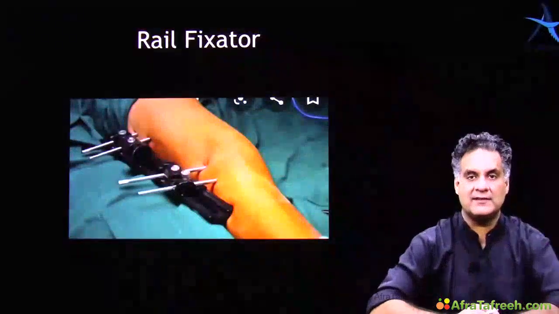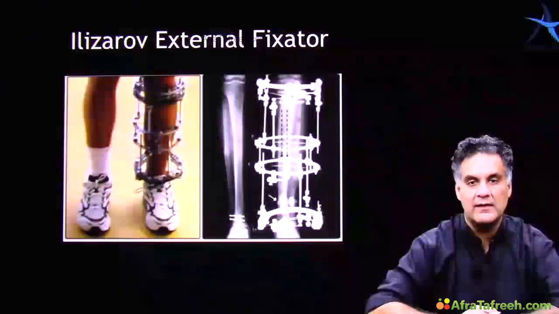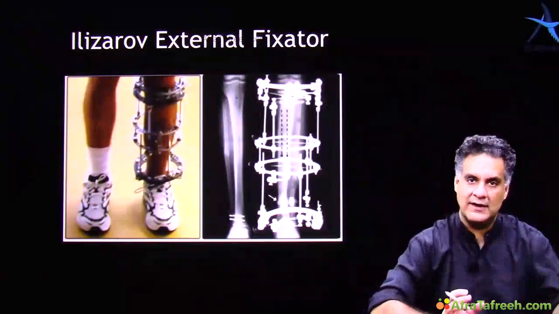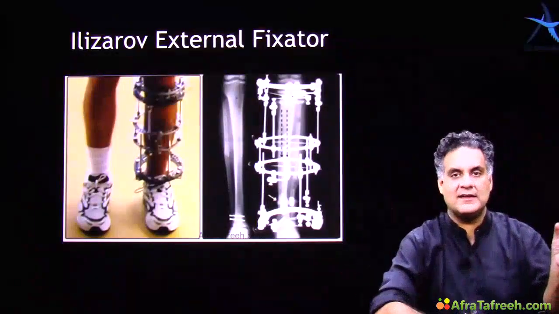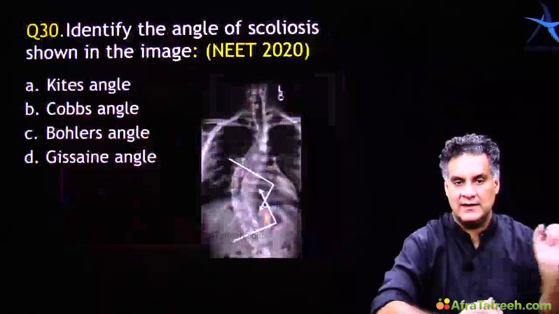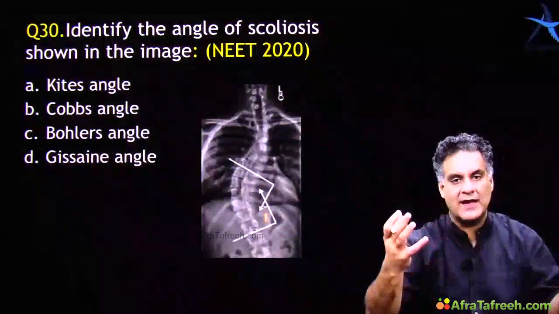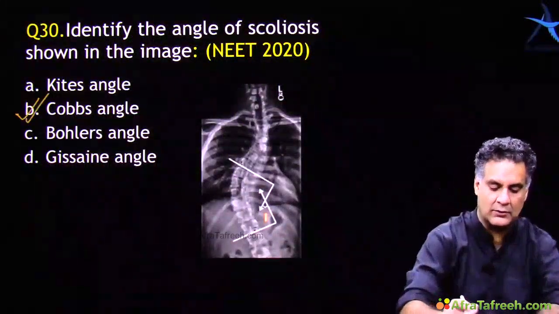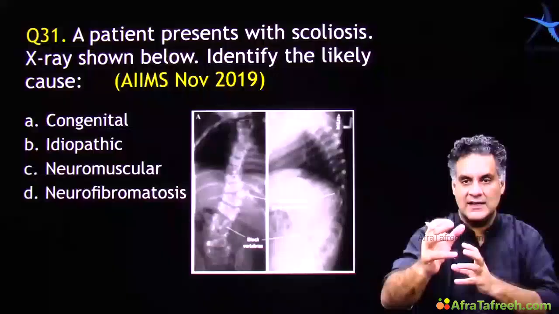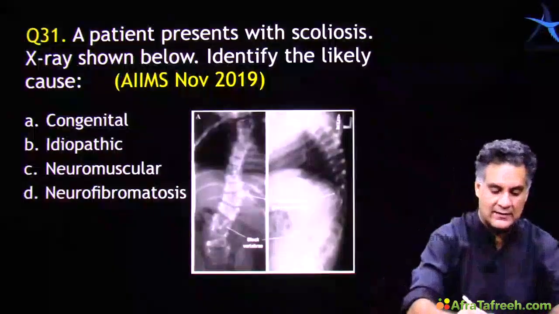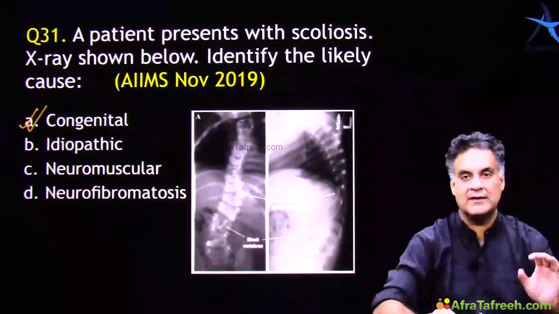This is the type of an external fixator called a rail fixator, and if you are looking for lengthening, you can use a rail fixator or an Ilizarov external fixator. Rail fixator came as a spotter in the 8th November 19 exam. So this is what angle? Cobb's angle to measure the scoliosis. When you have the fusion of the vertebrae congenitally, that's called congenital scoliosis causing lateral deviation.